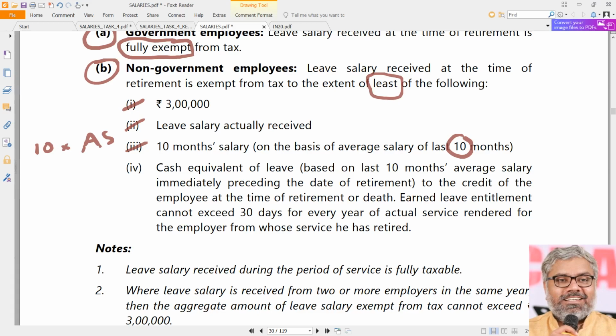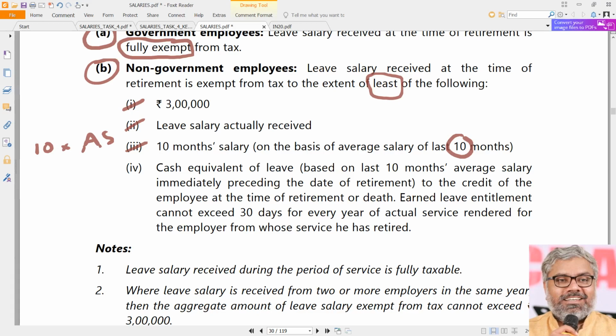Preceding the date of retirement. If you average it, definitely you have to divide it by 10. And here in the third point, you have to multiply by 10. Ultimately, there is no difference. So average salary definitely has to be first calculated. So you don't need to worry about why you are multiplying it and dividing it, because anyway, this average salary is required.